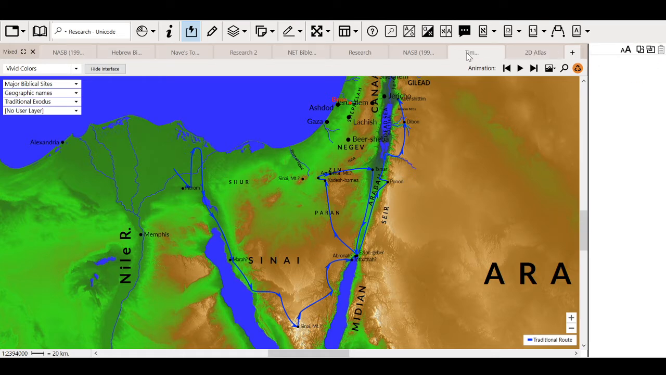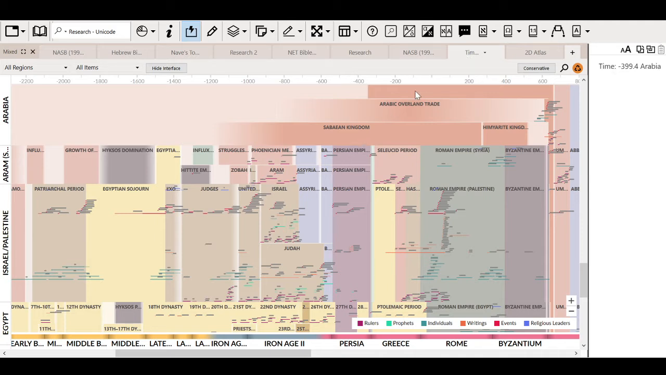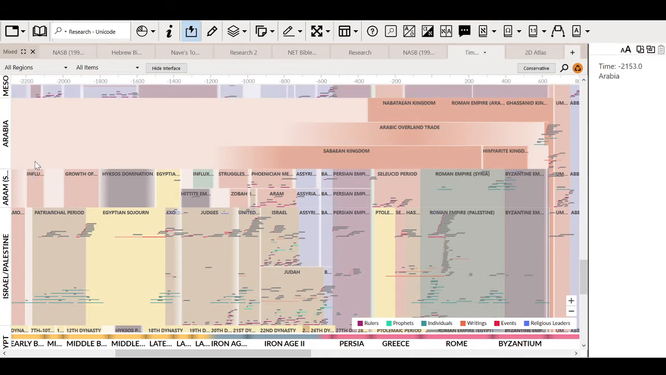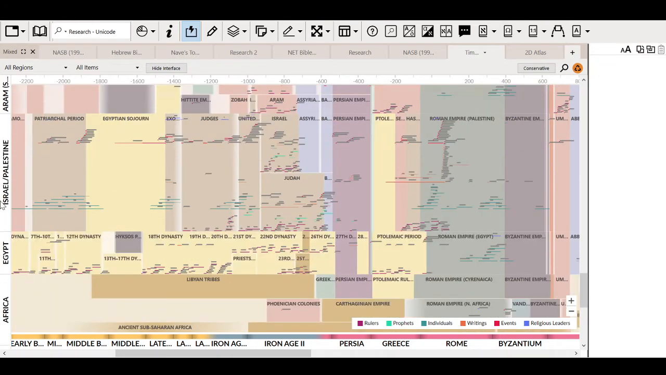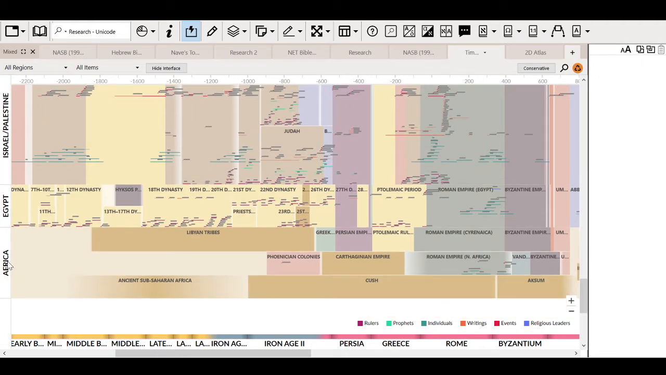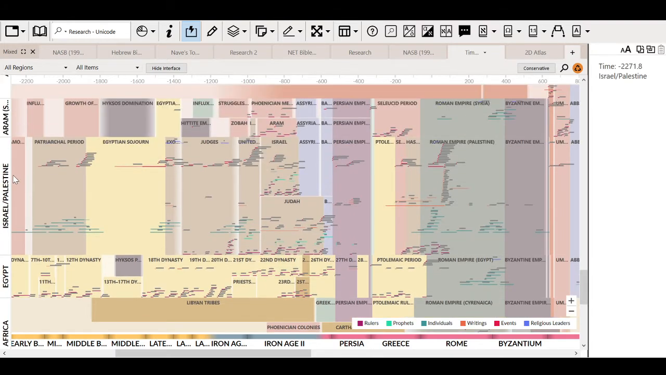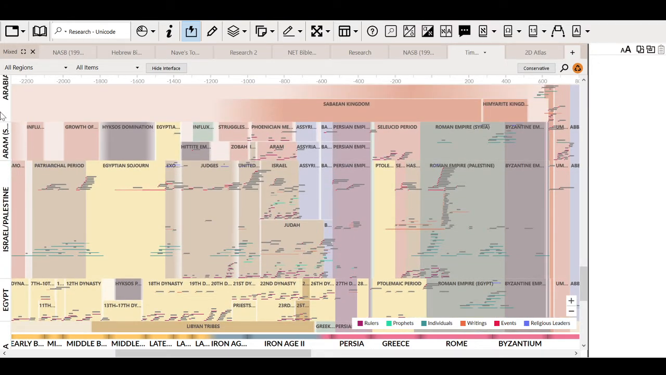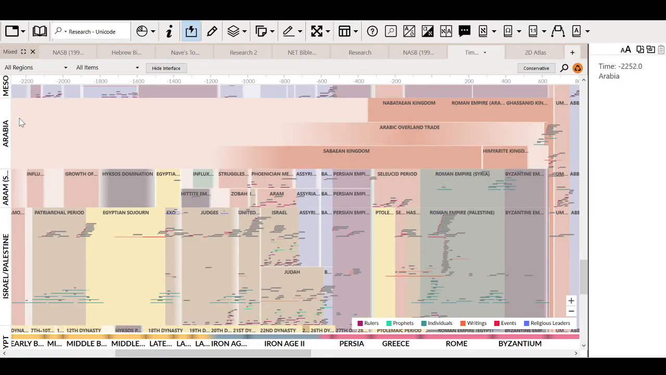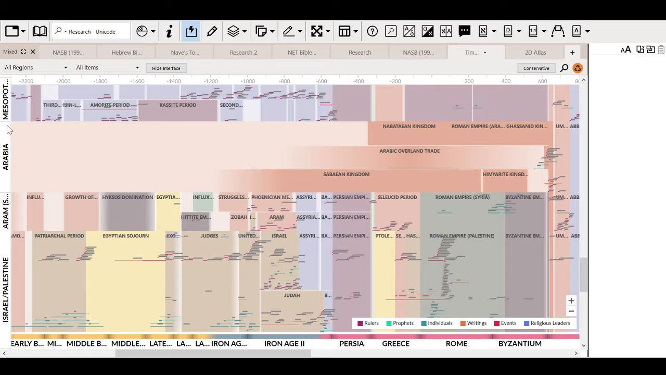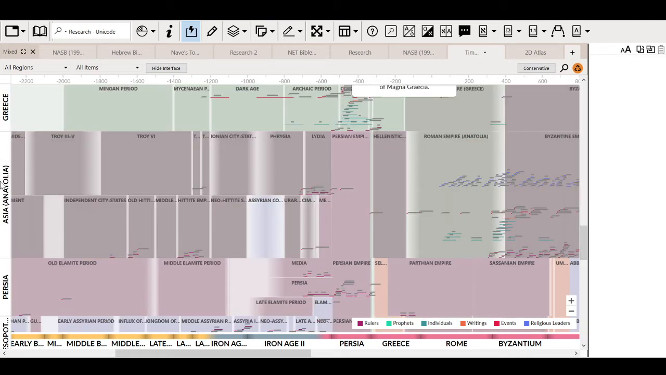Now the other thing which I find very useful as well is the timeline. Okay, if you look at the timeline here, you will see the various different civilizations: Africa, Egypt, Israel or Palestine, and then you have Aram, and you have Arabia, and you have Mesopotamia, all happening at around the same time. Okay, you can see how they are correlated to each other. Greece and Asia, Persia, and so on.